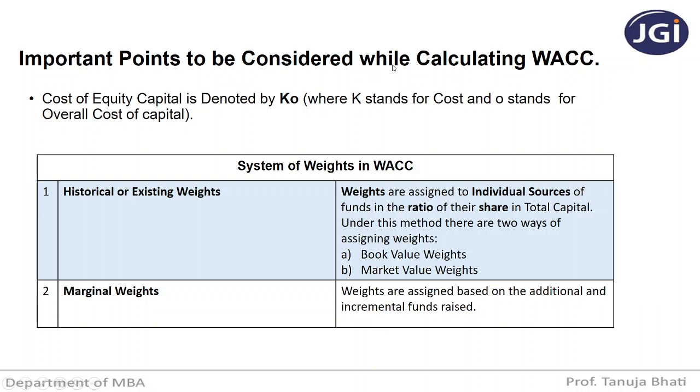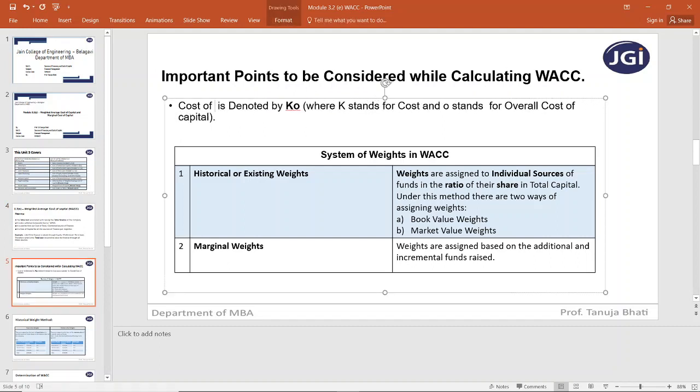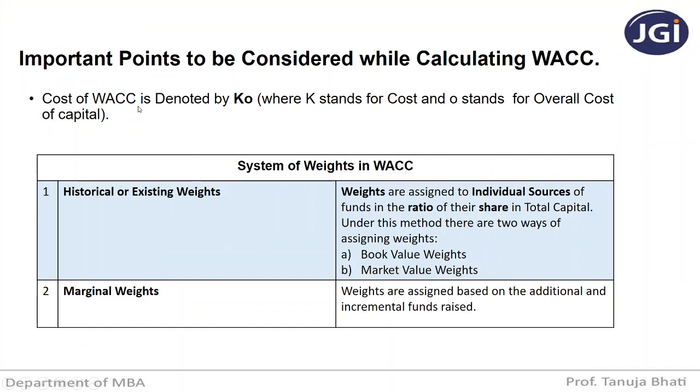Important points to be considered while calculating weighted average cost of capital. Weighted average cost of capital is denoted by KO, where K stands for cost of capital and O stands for overall cost of capital.